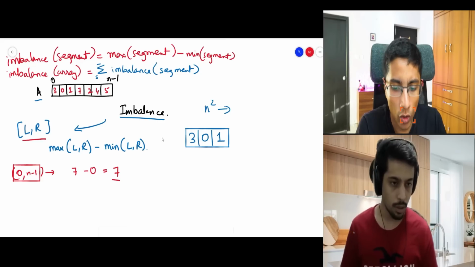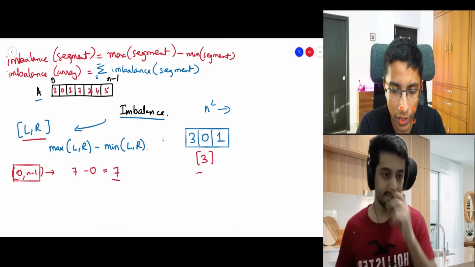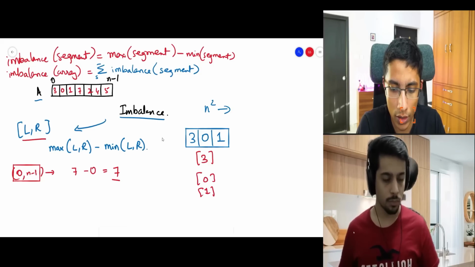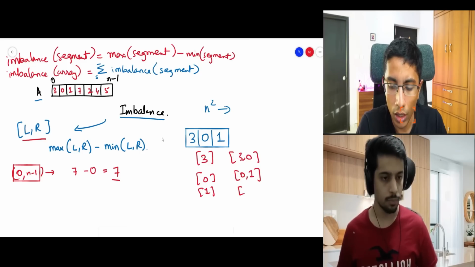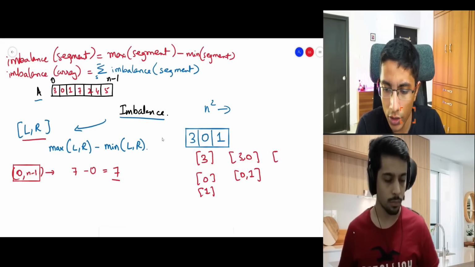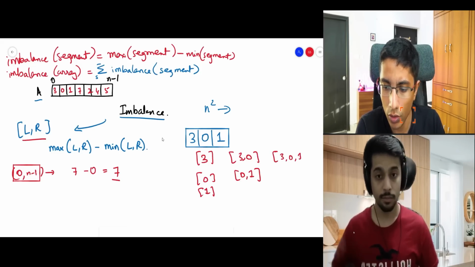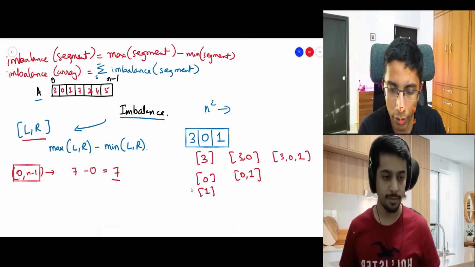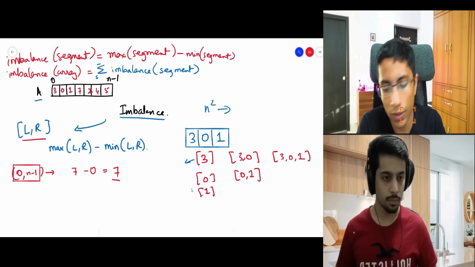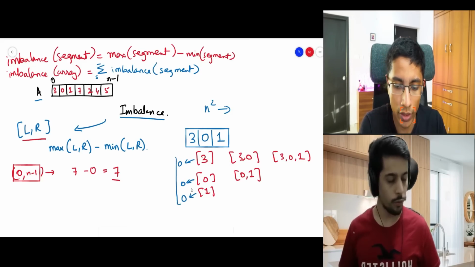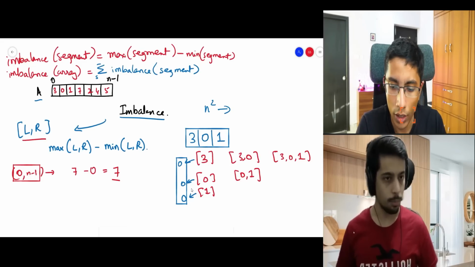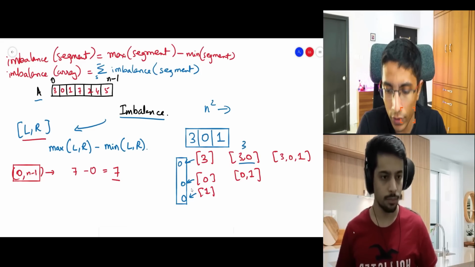So you have segments of size 1, which are 3, 0, 1. This is the easiest. Segments of size 2 are 3, 0 and 0, 1, and that's it. That is right. And the segment of size 3 is just one of them, which is 3, 0, 1. Now, if you want to find the imbalances, for size 1, max is 3 minus 3, so this is 0. This is also 0. Segments of size 1 are always 0. Apart from that, this is 3 minus 0, which is 3. And 1 minus 0, which is 1.